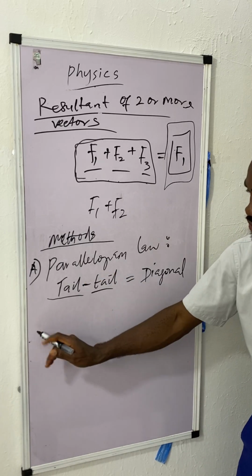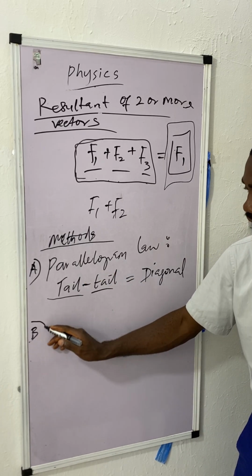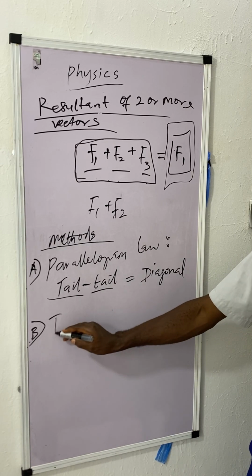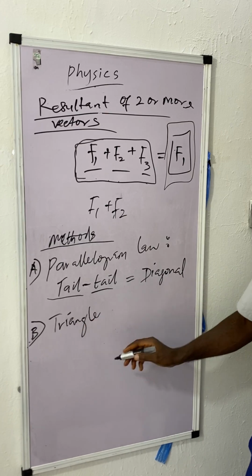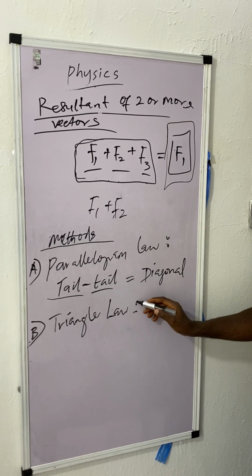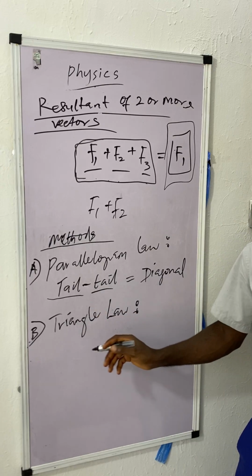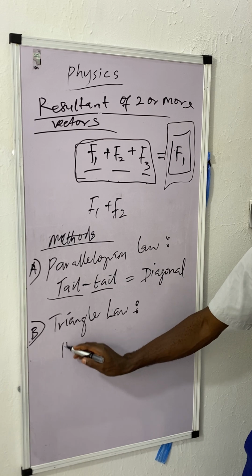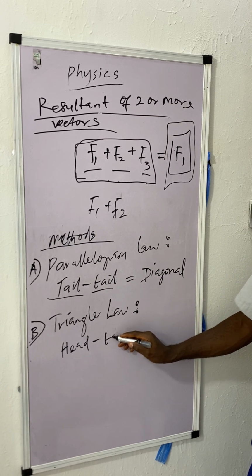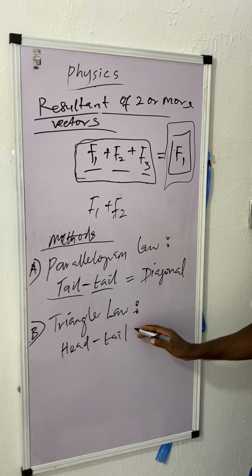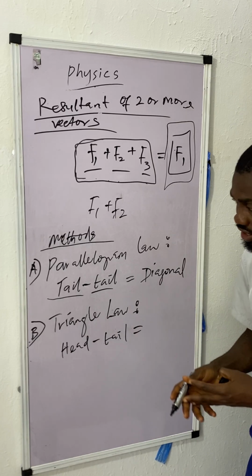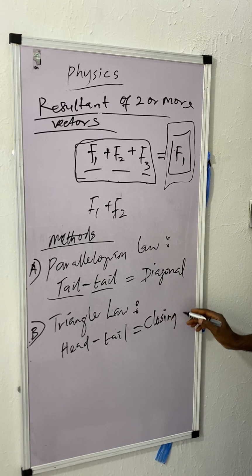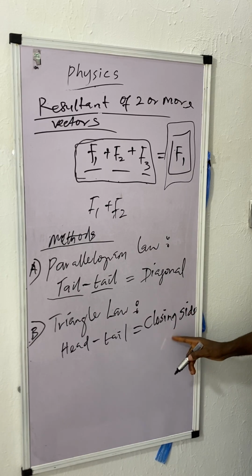So the second one, which is B, we can also use another method called the triangle method, or the triangle law. And what does the triangle law state? It states that when you add two or more vectors head to tail, what is the resultant vector? The resultant vector is the joining end, or the closing side. The closing side is the resultant vector.